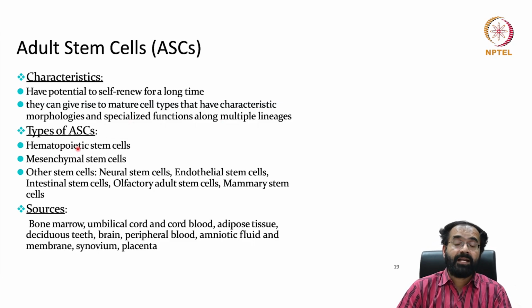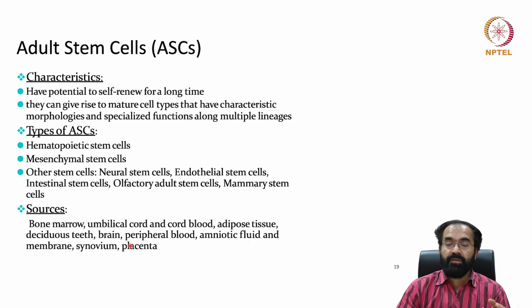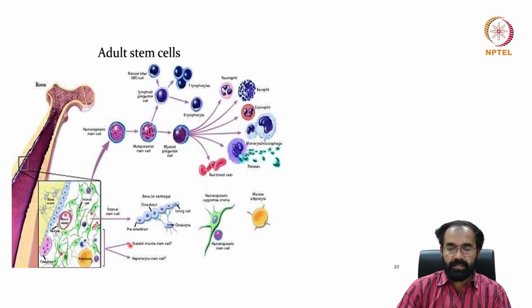They will continue to give rise to the cell type they are supposed to make throughout the lifespan of that organism. Types of ASCs: hematopoietic stem cell, mesenchymal stem cell, and other stem cells such as neural stem cell, endothelial stem cell, intestinal stem cell, olfactory adult stem cell, mammary stem cell. Even your hair follicles have stem cells, so that they can give rise to a new hair strand. Sources are bone marrow, umbilical cord, cord blood, and adipose tissues. Deciduous tooth, brain, and peripheral blood are also good sources of stem cells, and whether we can harness them to give rise to that tissue is limited by the availability of suitable techniques.